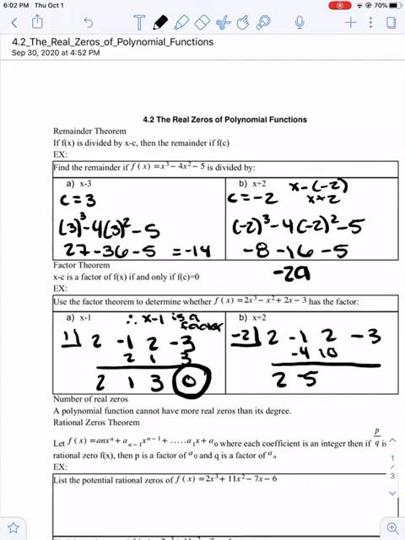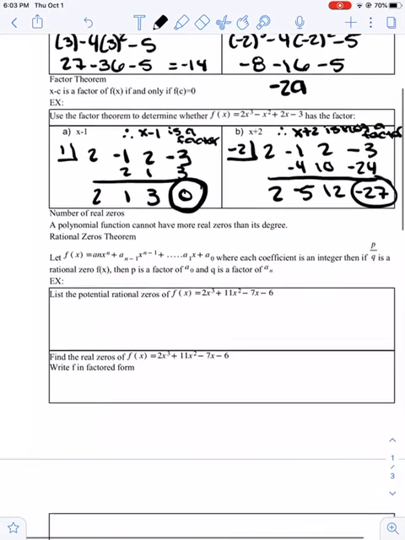Negative 2 times negative 5 is 10. Add those, you get 12. Negative 2 times 12 is negative 24. If you add these together, you get negative 27. So our remainder here was negative 27. Therefore, x plus 2 is not a factor because it didn't equal 0.